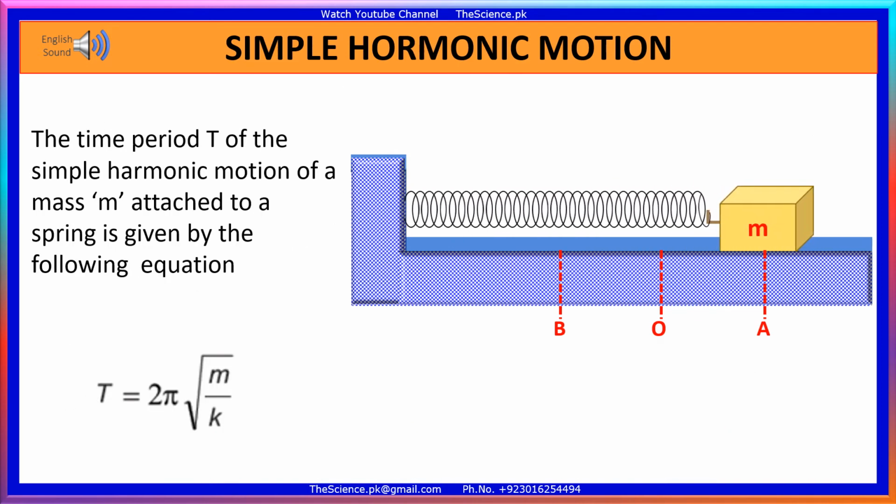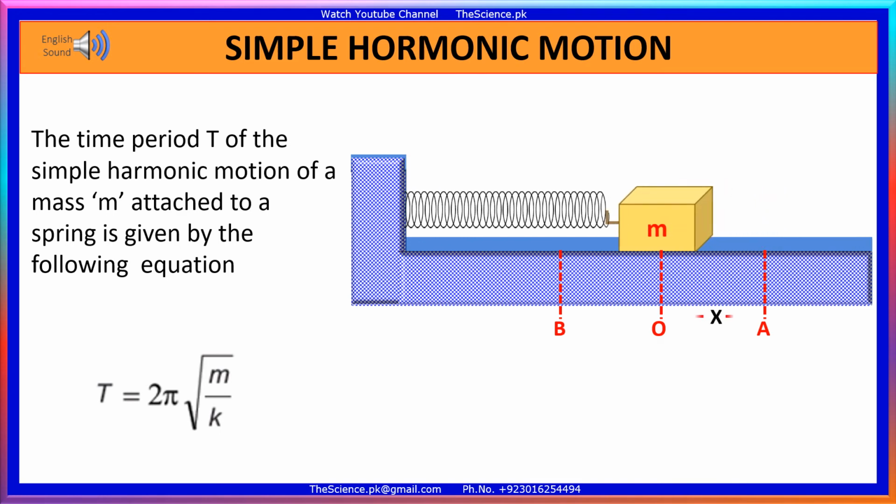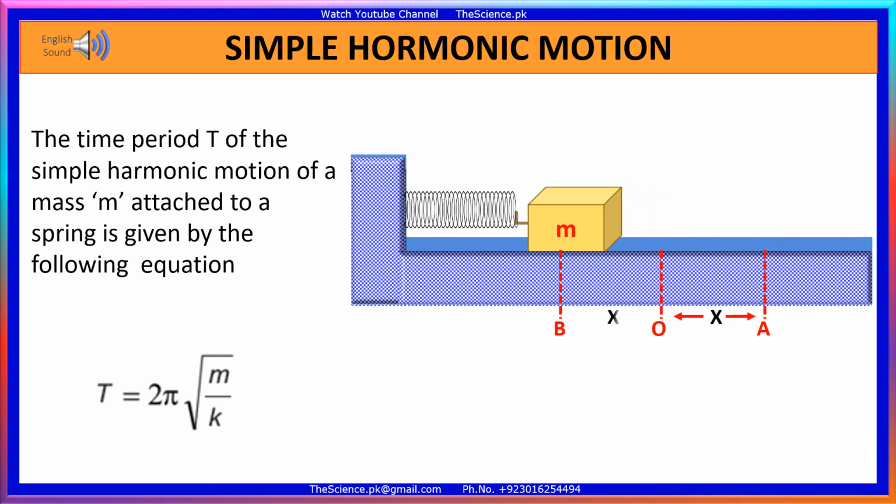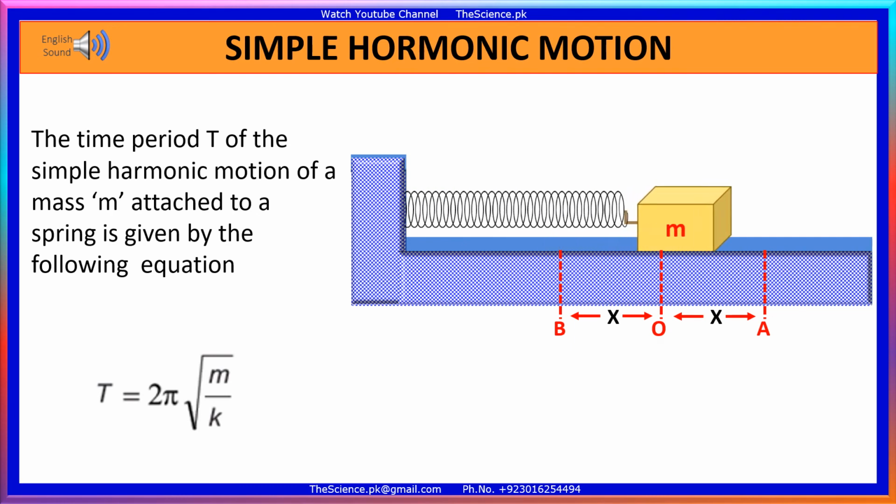The time period T of the simple harmonic motion of a mass m attached to a spring is given by the following equation: T is equal to 2 pi times the square root of m over k.